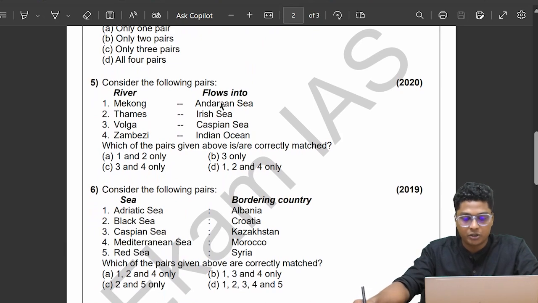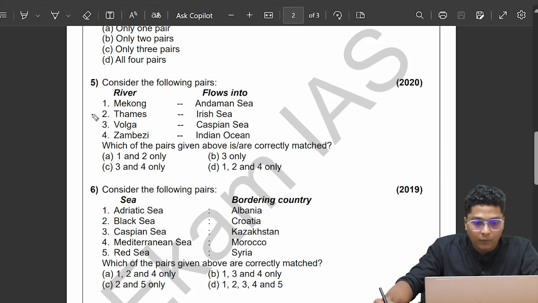Then look at this question from 2020, the reverse-based question which I mentioned earlier. On this side, you can see the reverse. On this side, it is given "flows into," right? In this, we have to find the Thames River, right? The Thames River is given here as draining into the Irish Sea.